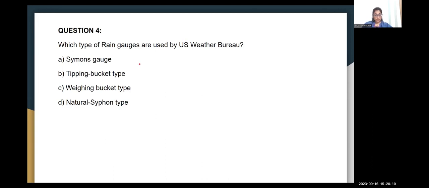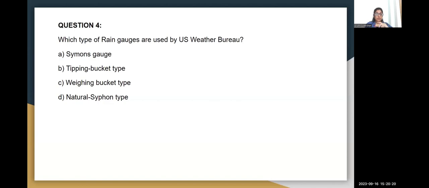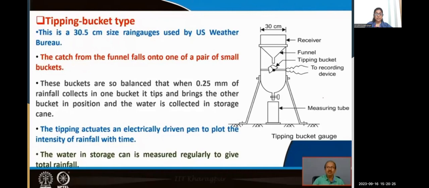So let's look into what the answer is. Let's see what tipping bucket type and other types of devices have been mentioned here. They're talking about Simmons gauge, tipping bucket type, weighing bucket type, and natural siphon type. We learned that Simmons type is the non-recording gauge. Tipping bucket type is a recording gauge.